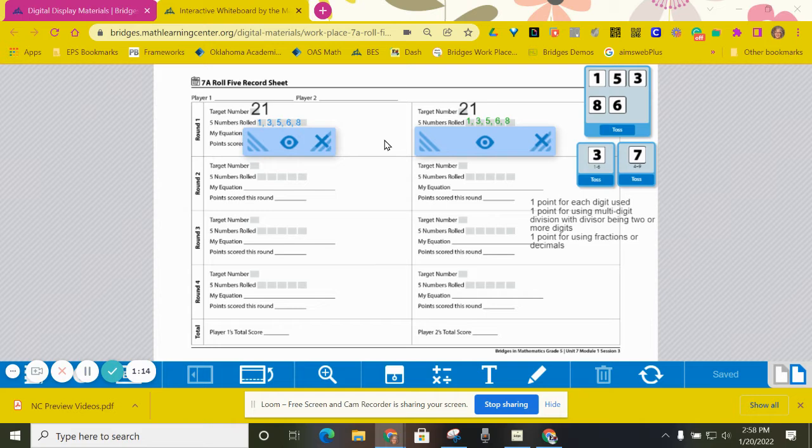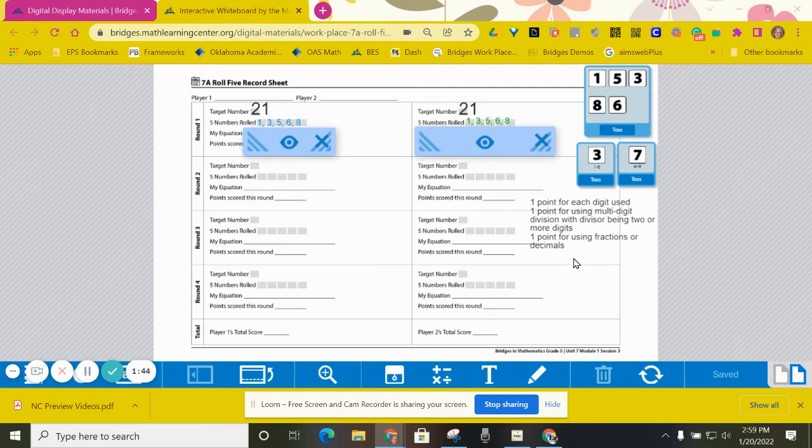So the object of this game is to use the 5 numbers that you rolled in an equation so that you get the target number. You must get the target number, otherwise you can't score any points. You're going to use your student journal to write down your work because you're going to need to do some trial and error probably to come up with a good equation so that you get 21.